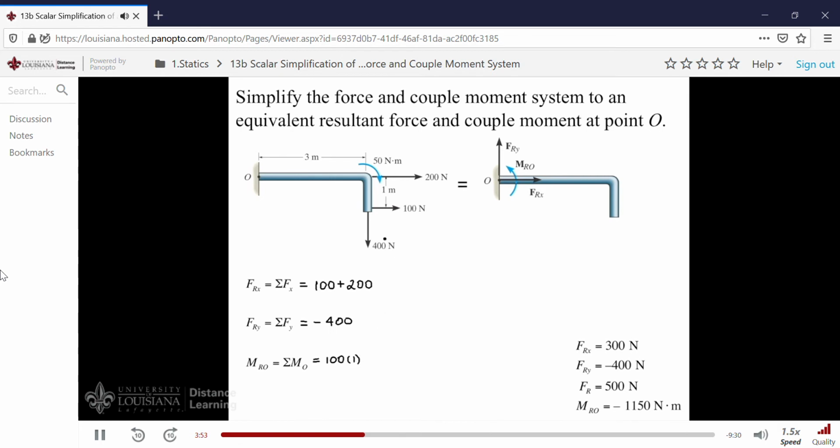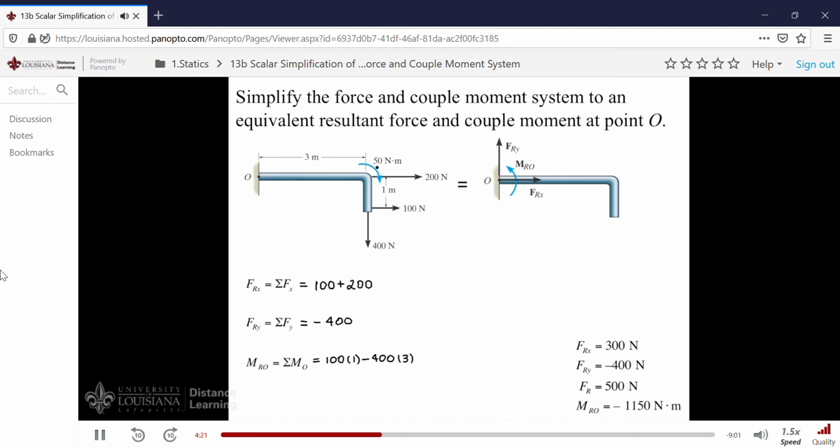What about the moment of the 400 Newton force? Is that plus or minus? Well, that'll be negative. It tends to rotate clockwise. So the thumb is directed inward. The moment of that, of course, is equal to minus 400 times 3. What about the moment of the 200? Well, it'd be 0, wouldn't it? Because it passes through point O.